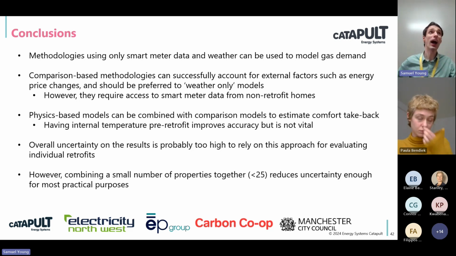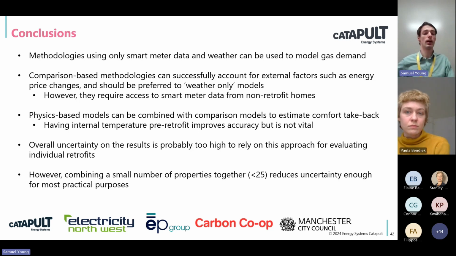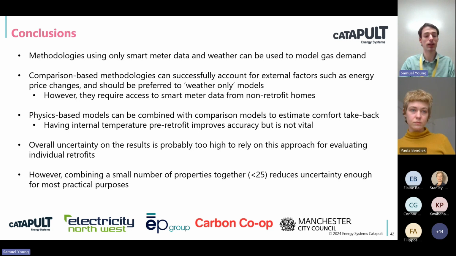So if you need accuracy for an individual home, one route would be to go down the physics-based modeling, get as accurate a measurement of HTC as I can, and then put that in.